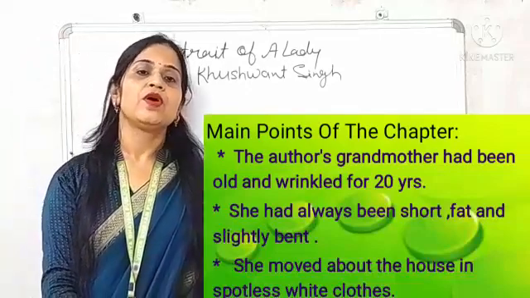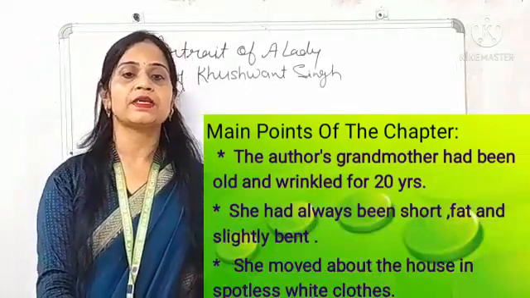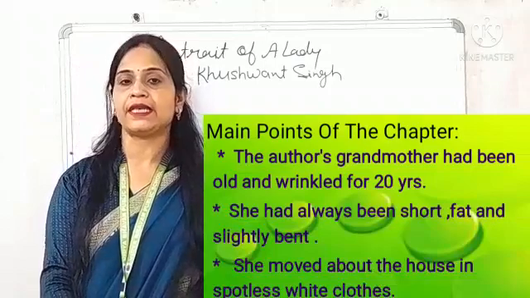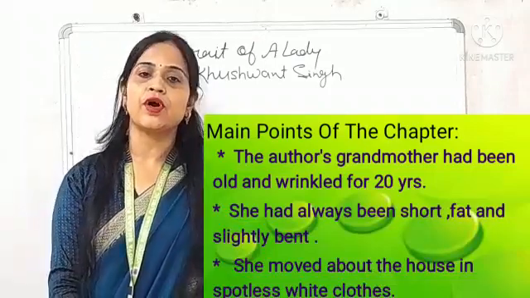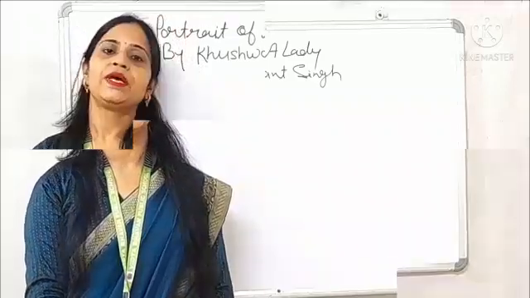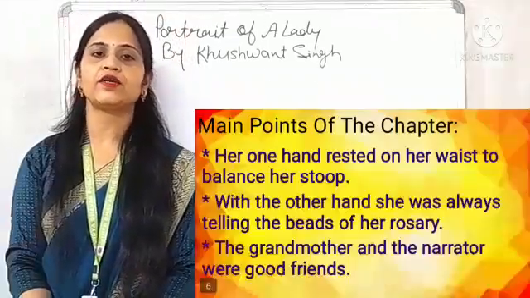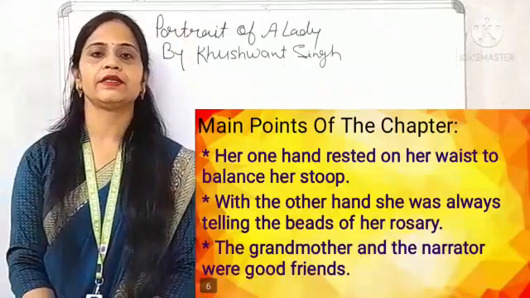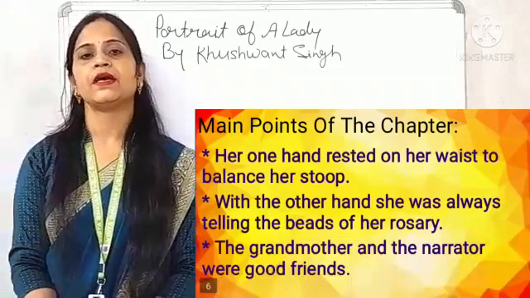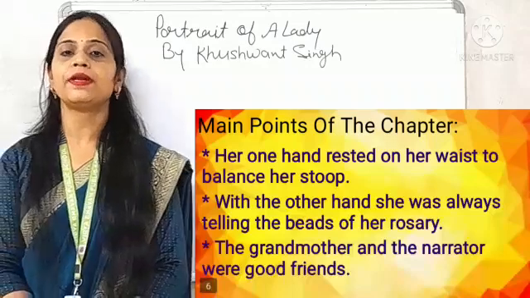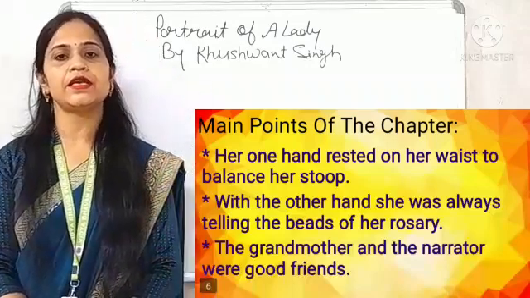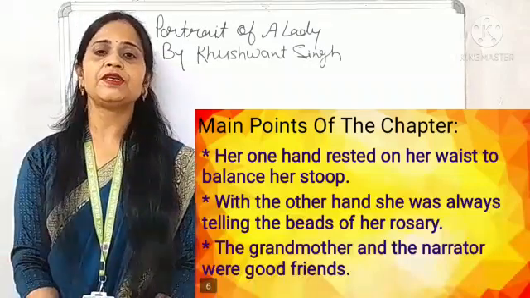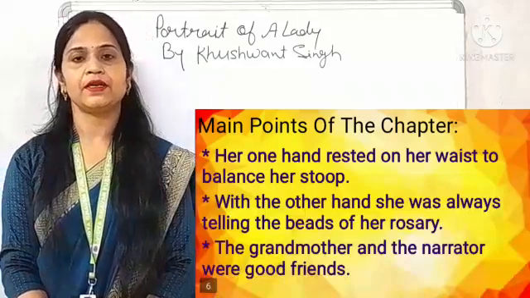Again in the next paragraph, the author remembers how his grandmother used to hobble in the house, and she wore a spotless white sari. The grandmother was short, fat and slightly bent. When she moved, one hand rested on her waist to balance her stoop. She held a rosary in the other hand. She was always telling the beads. Her silver locks scattered over her face. Her lips constantly moved. She always prayed to God. Here, she was the picture of peace and contentment.